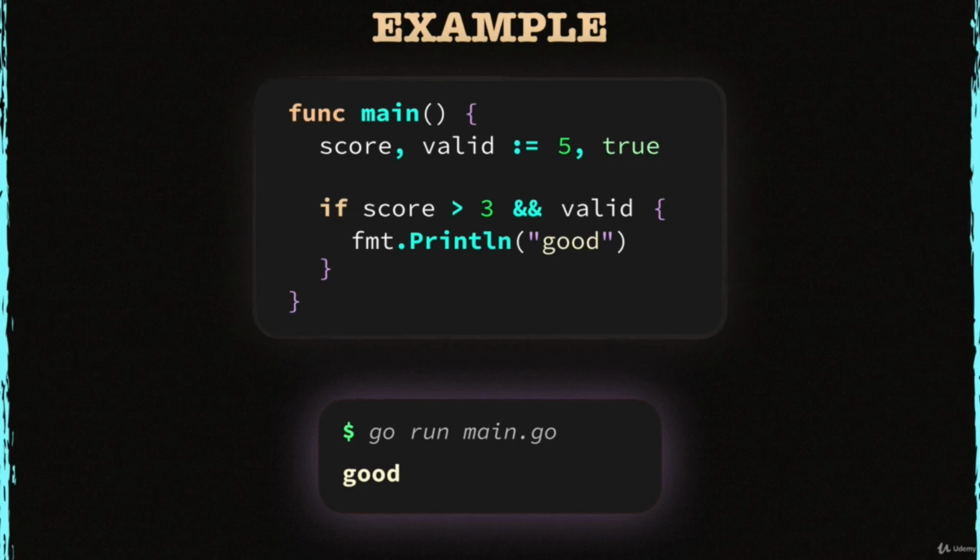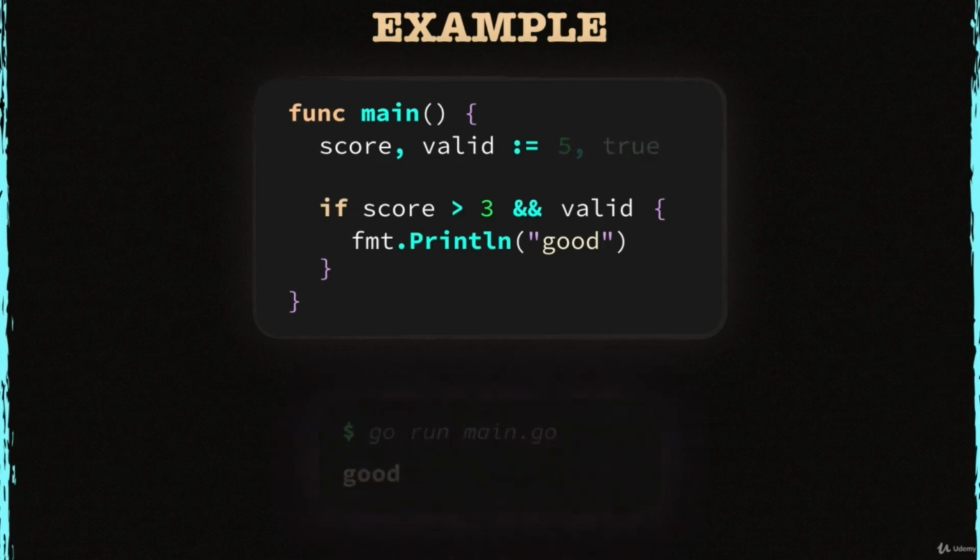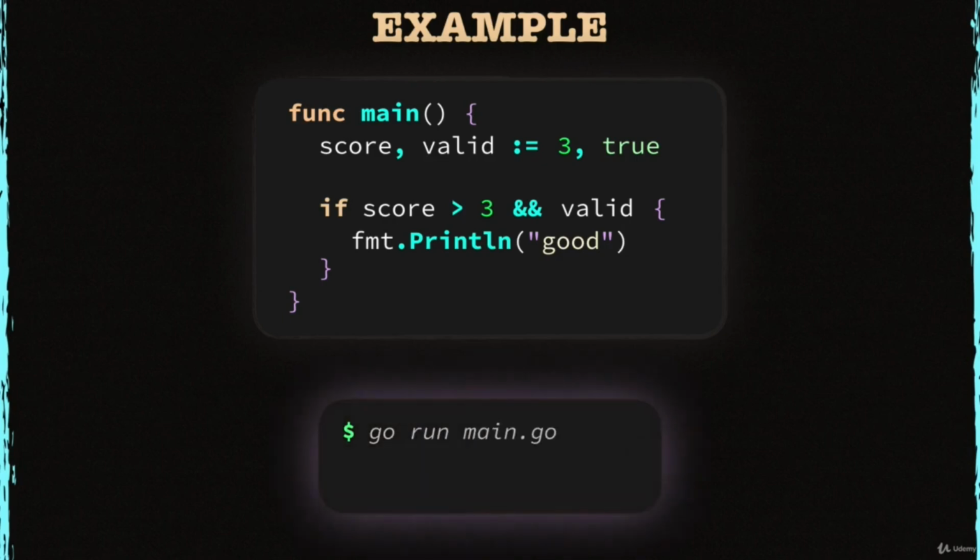It prints good message into the console. It's because, as I said, the score is higher than 3 and it's valid. Now let's change those variables. Let's say that the player's score is 3 this time. Okay, now let's run it again. As you can see, this time it doesn't print anything. Since the score was less than 3, the if statement's condition hasn't been executed.